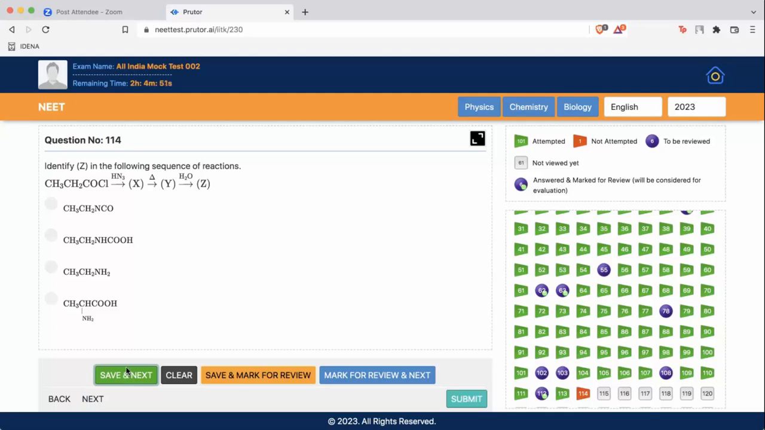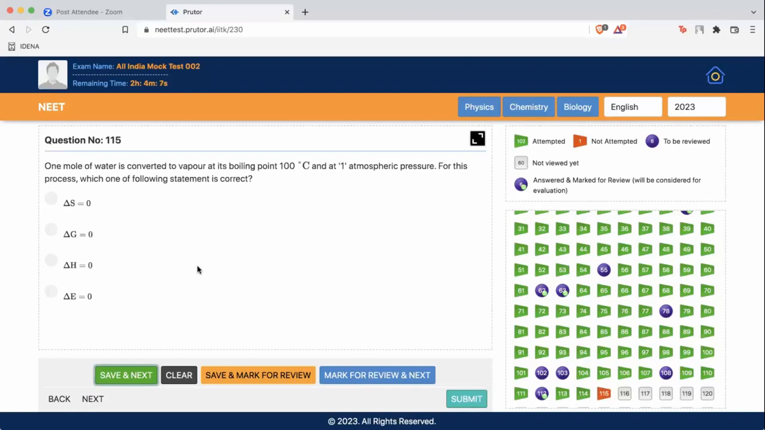N3H. Okay, I do not remember. This N3 minus gets added. Okay, N3 minus gets added, so it becomes NC with X. X upon heating will get CH3. So Y would be CH3, CH2, NC, triple bond C. And when you're adding that to water, it's CCH2, NH2.